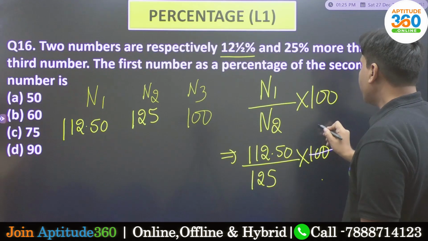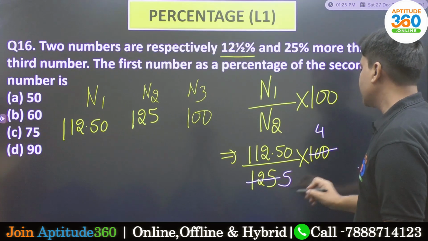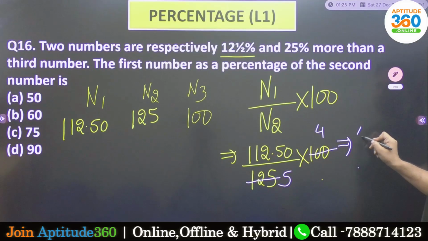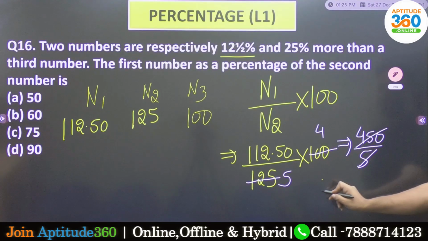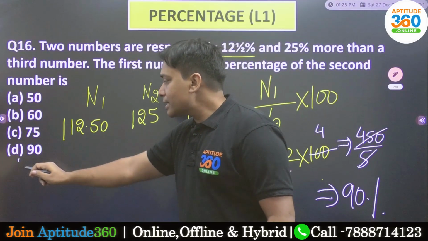So this is 25 into 4 and 25 into 5, and then you have got 100, and so this value into 4 is 450 divided by 5. What is the answer that we are getting? We are getting 90%. The right answer out here is 90%.